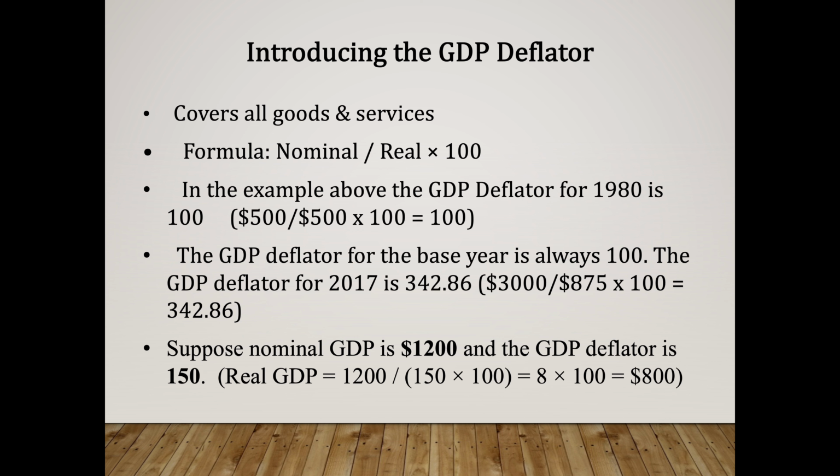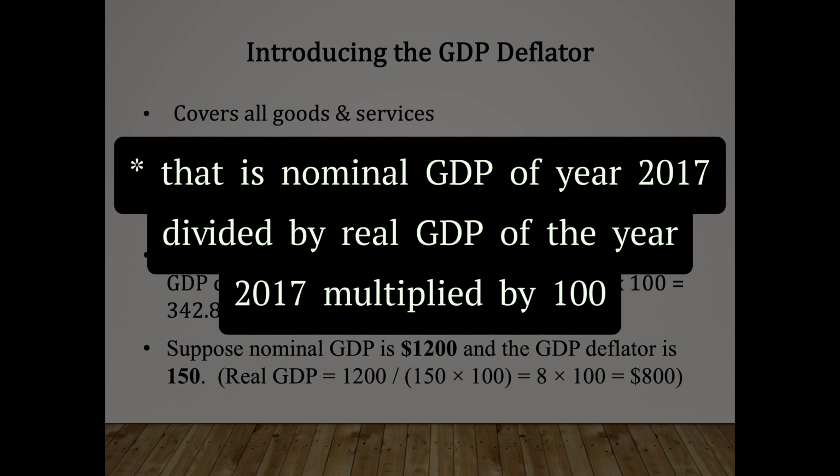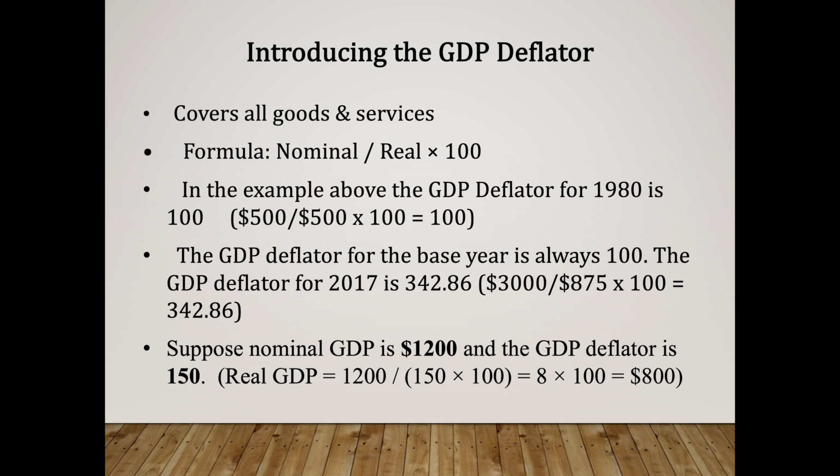For 1980, deflator equals 500 divided by 500 multiplied by 100, which equals 100. The deflator for the base year is always 100. That's our starting reference. For 2017, deflator equals 3,000 divided by 875 multiplied by 100, which approximately equals 342.86. So, what does 342.86 mean? It means that, on average, price levels in 2017 are about 3.4 times higher than in 1980 for goods and services produced in this economy.